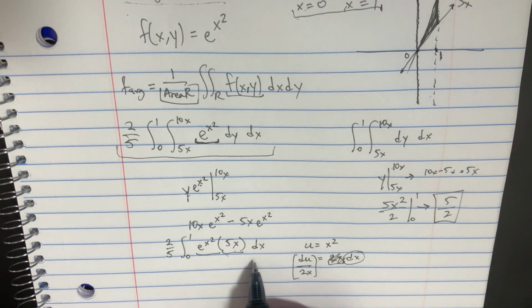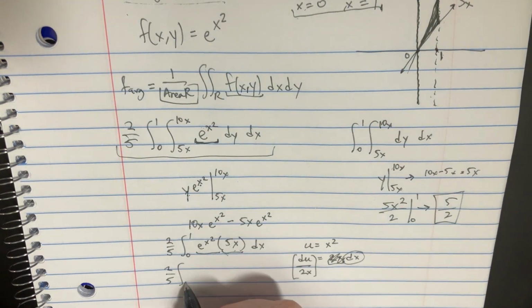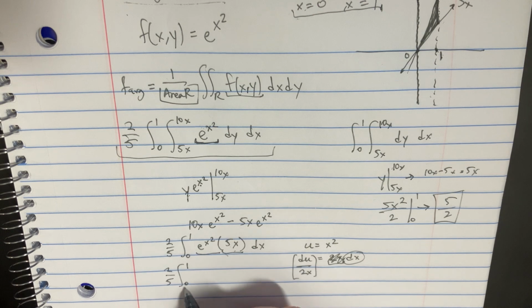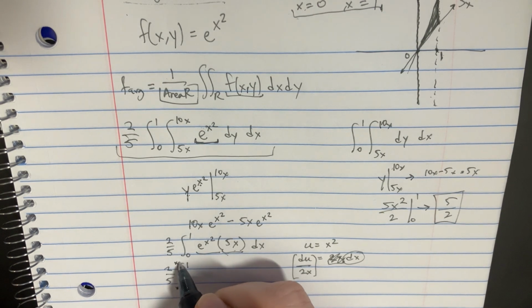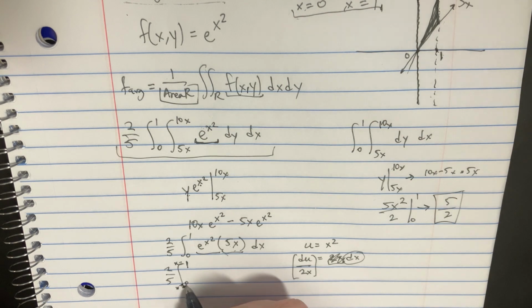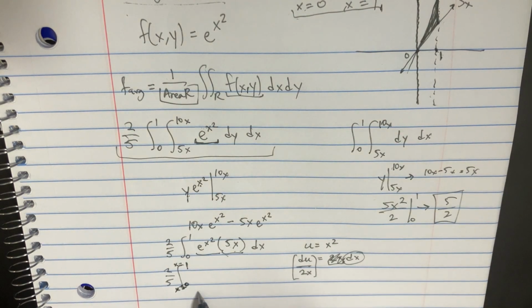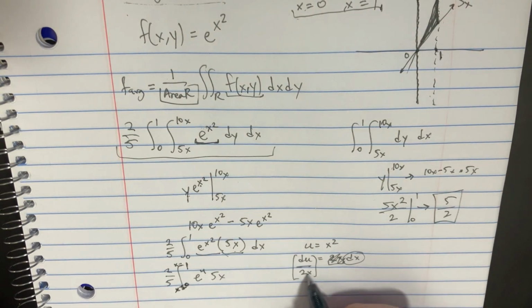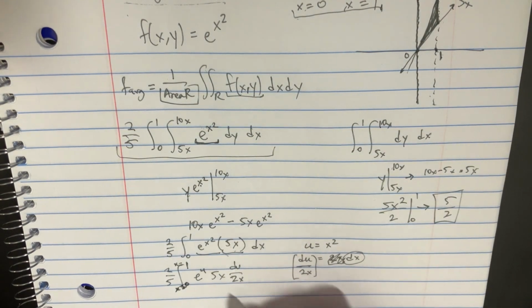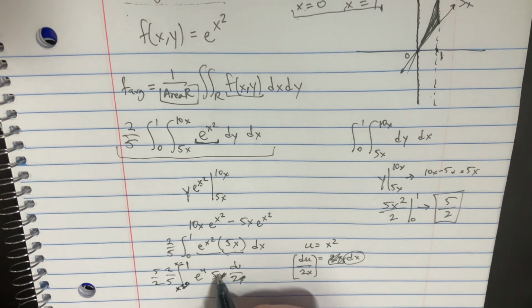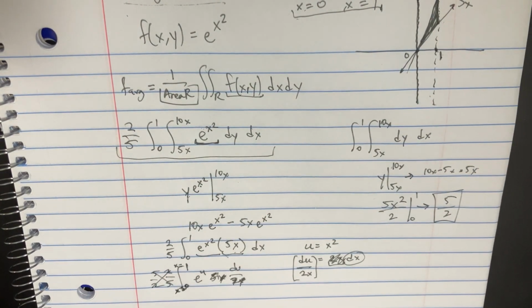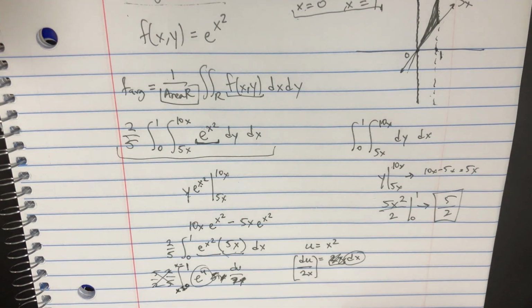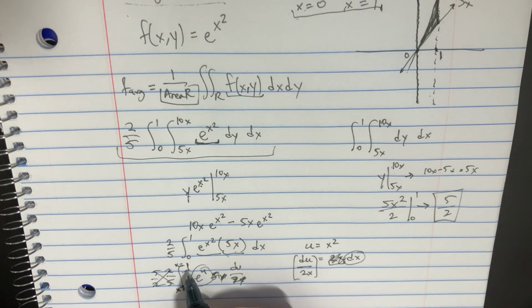We're going to get 2 over 5, 0 to 1, and that's actually x equals 0 and x equals 1. We'll have to figure out what that actually equals in terms of u's. And then we're just going to plug in e to the u, and then we have 5x, and then the dx becomes du over 2x. So the x's are going to cancel here. We're going to get the 5 over 2. We're going to pull that out, and these things are just going to cancel. And then we're basically just going to get the integral of e to the u. But we still have to plug in our u limits over here.